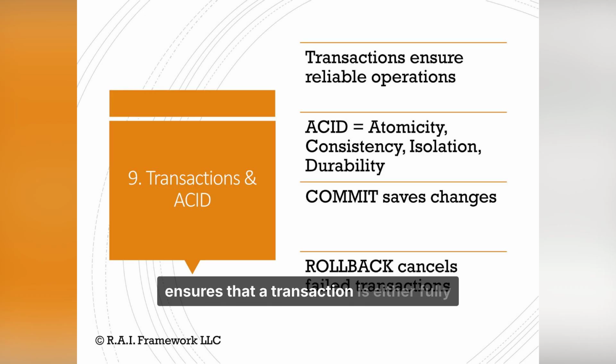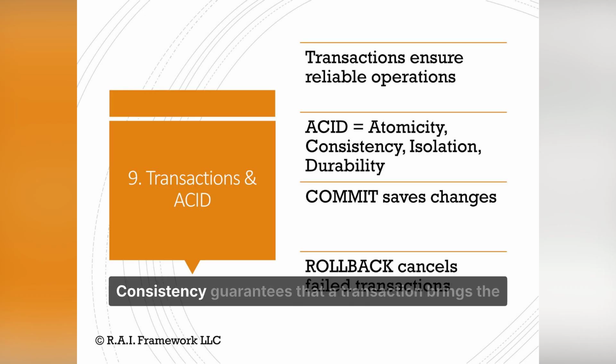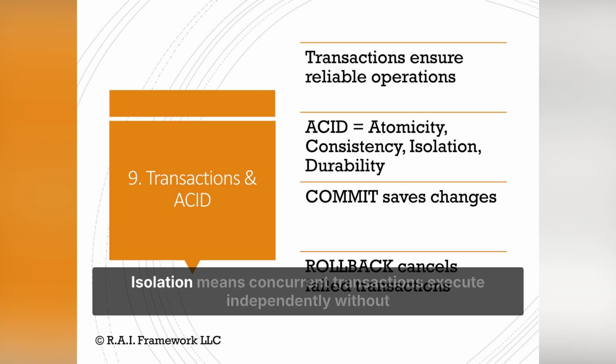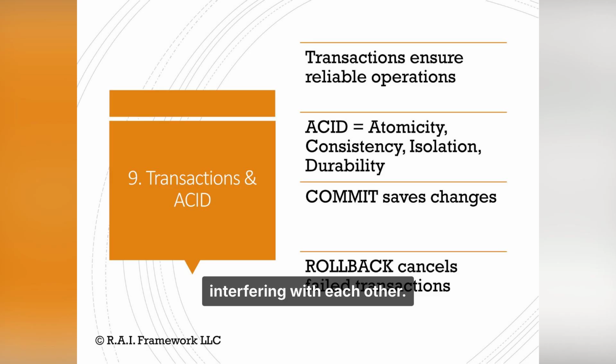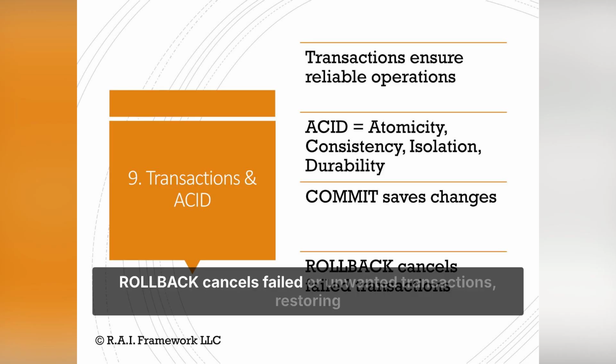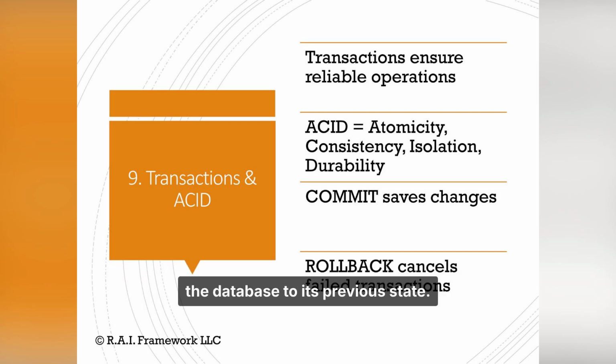Atomicity ensures that a transaction is either fully completed or completely rolled back. Consistency guarantees that a transaction brings the database from one valid state to another. Isolation means concurrent transactions execute independently without interfering with each other. Durability ensures that once a transaction is committed, its changes are permanent. Commit saves the changes, while rollback cancels failed or unwanted transactions, restoring the database to its previous state.